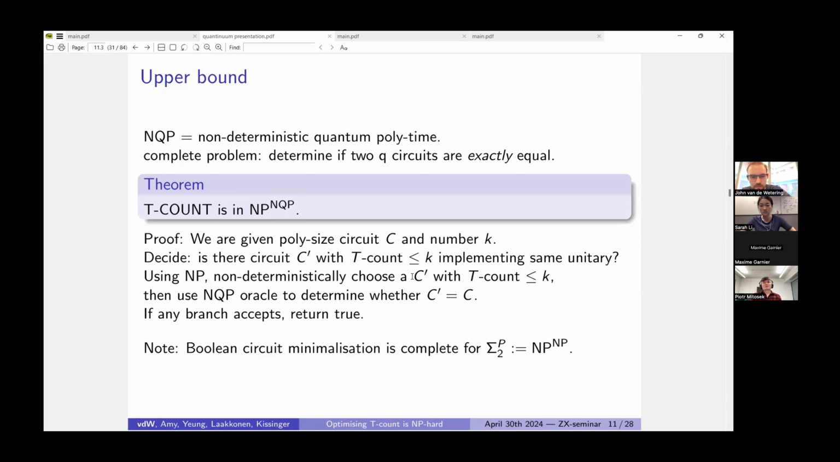Sorry, the number of what to check? The number of circuits that you need to check must be small, in the sense that their size must be polynomial in the size of the input, right? Yeah, so we have a bound on the G count, and there is a limited number of Cliffords.